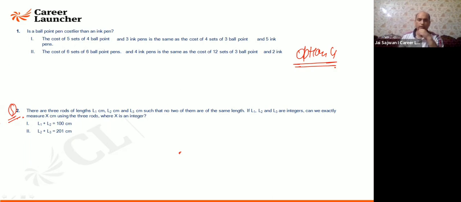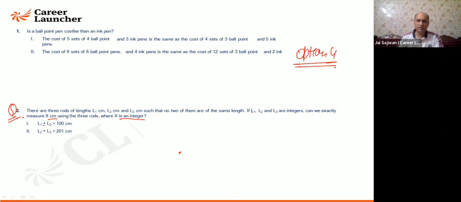There are 3 rods of length L1, L2 and L3 such that no 2 of them are of the same length. L1, L2, L3 are integers. Can we exactly measure x centimeters using these 3 rods, where x is an integer? Can I measure an integral length from it?